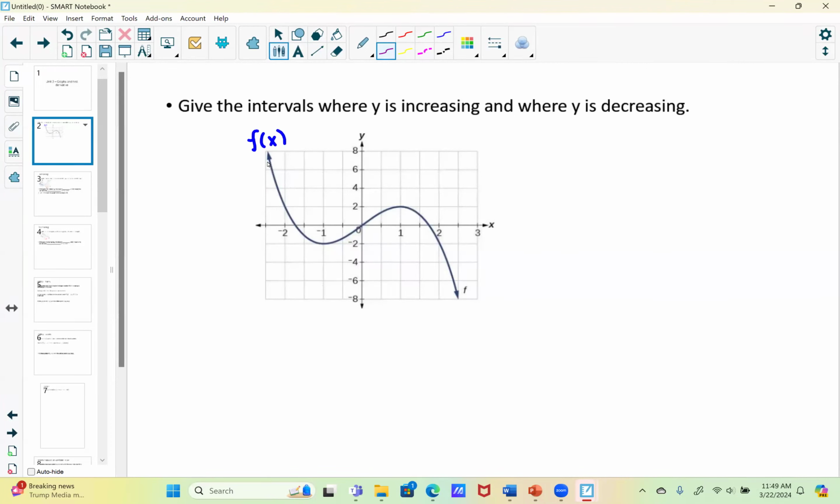So if we look starting kind of left to right, we can see our function is going down, which means it's decreasing until we get to -1. And then my function has what we call a minimum. It's the lowest y value in this region. And then my function starts increasing, it's going up from -1 until we get to 1, which we call a max. And at 1, my function starts decreasing. It's going down from left to right.